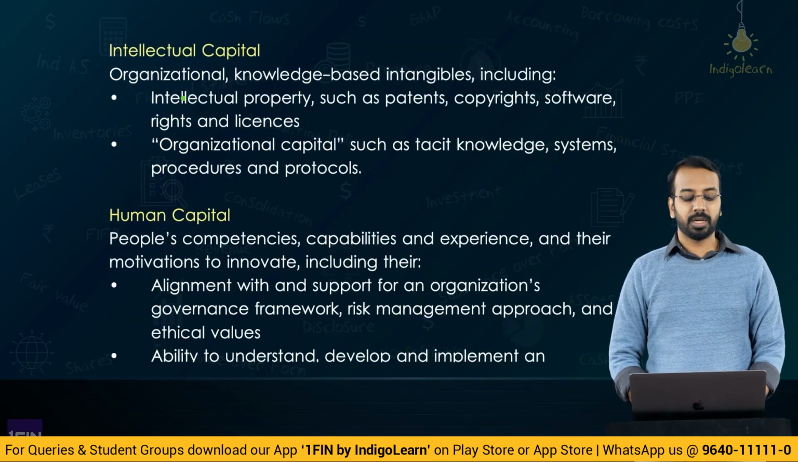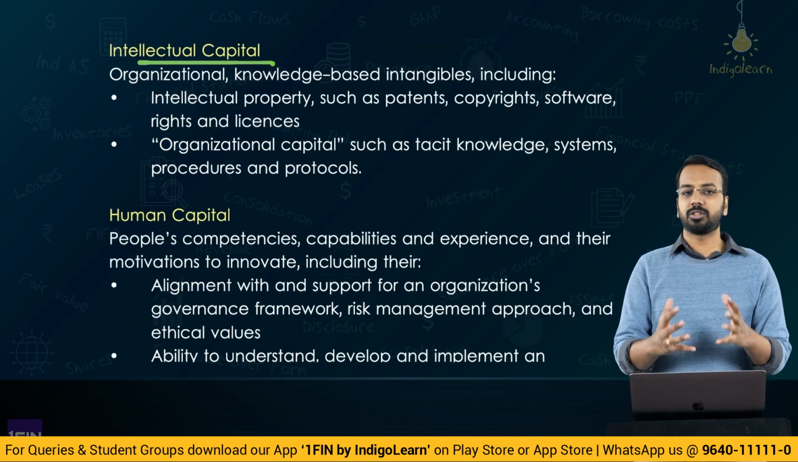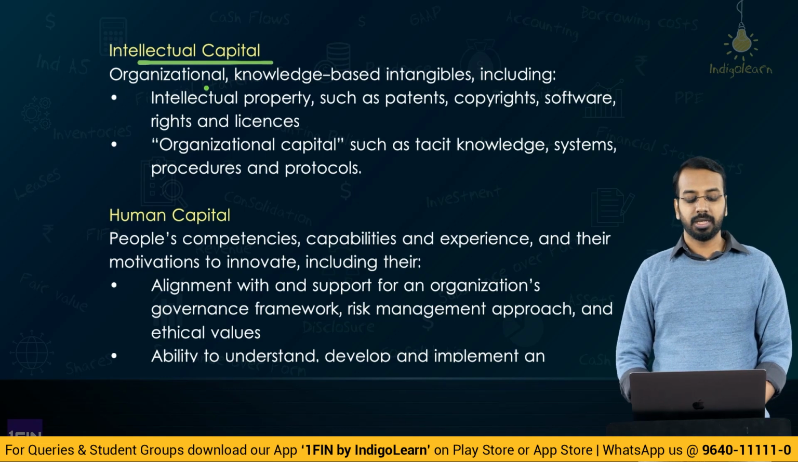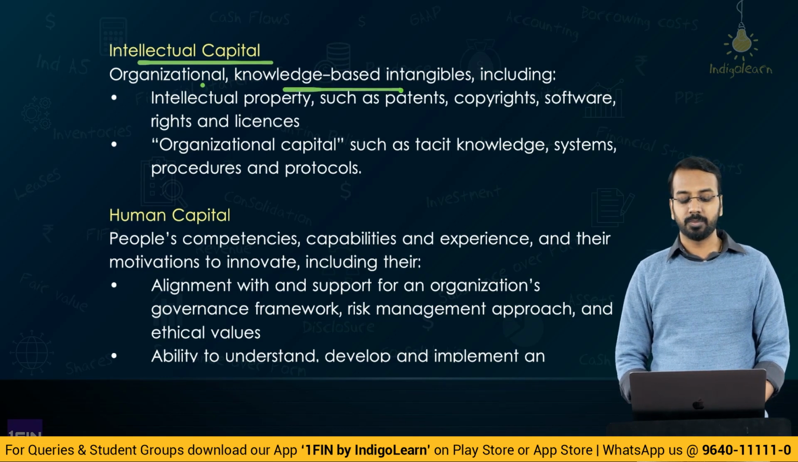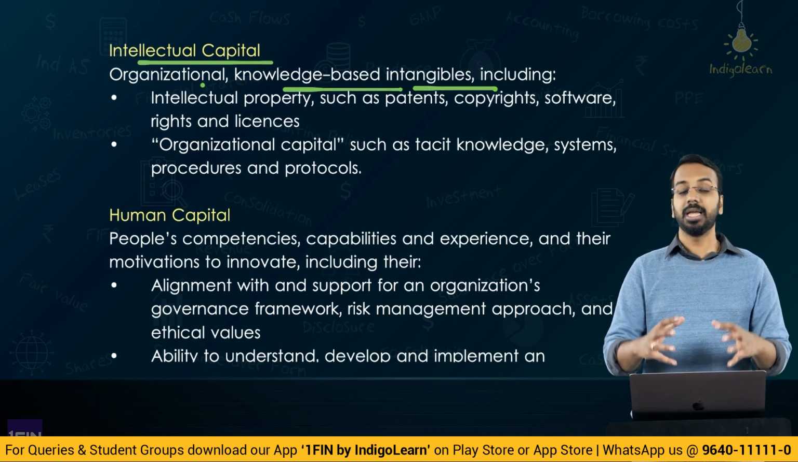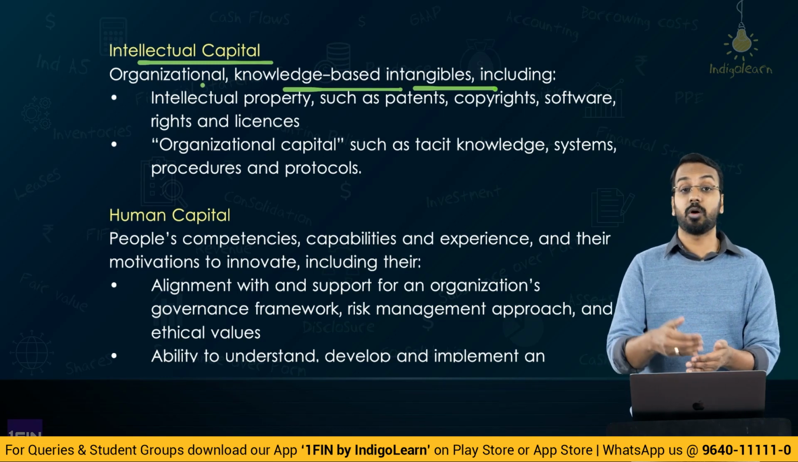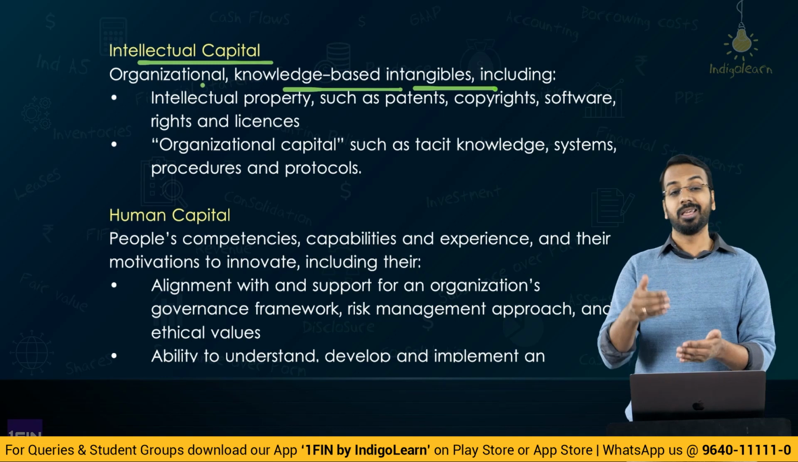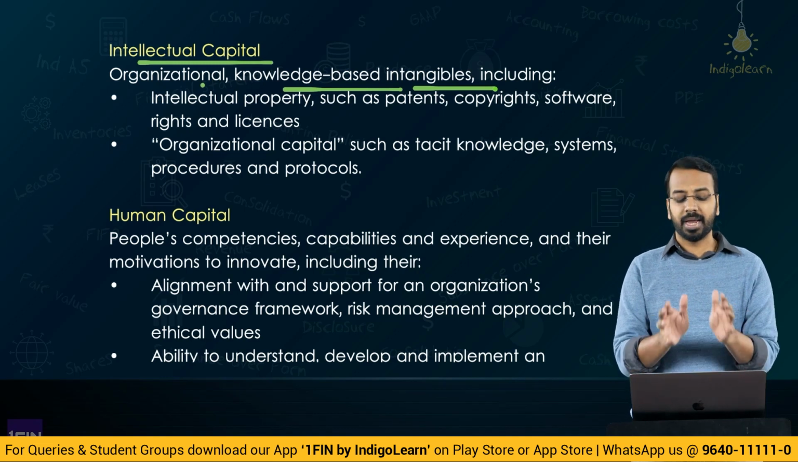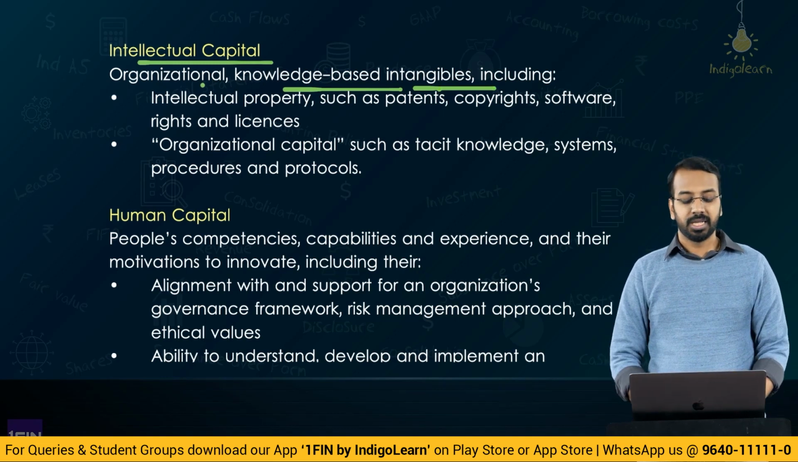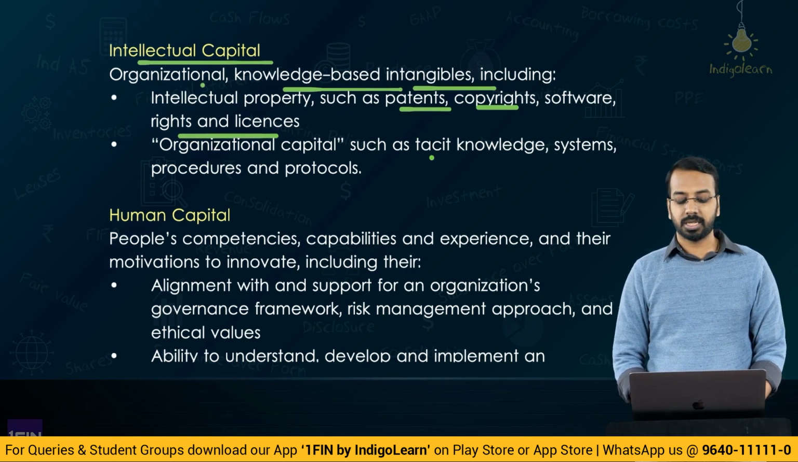Then the next one is intellectual capital. What is intellectual capital? Intellectual capital is organizational knowledge based intangibles. So basically intangible assets that represent knowledge, your patents, your copyrights, your R&D, production formulae, all of that is your intangibles. Intellectual property such as patents, copyrights, software rights and licenses, organizational capital such as tacit knowledge, systems, procedures and protocols.